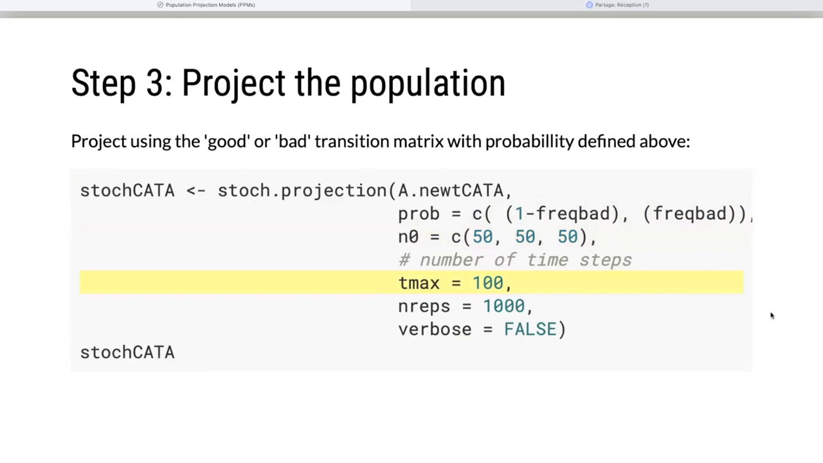Here we can project over 100 years, which sounds like a lot, because usually it's very hard to make projections further away than the next 15 years. And it sounds even more, given that the environment changes quite fast in some areas at the moment. So 100 is maybe a bit too much, but it's good for the sake of the example. Okay, we repeat that 1,000 times.